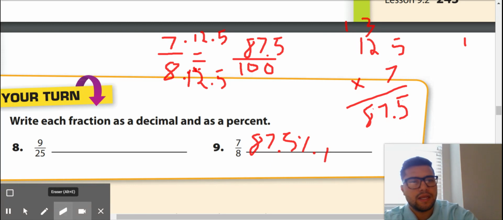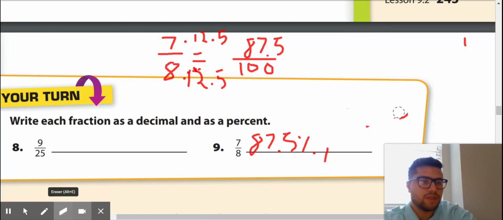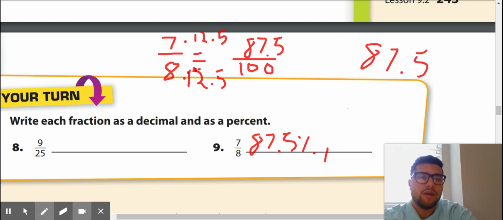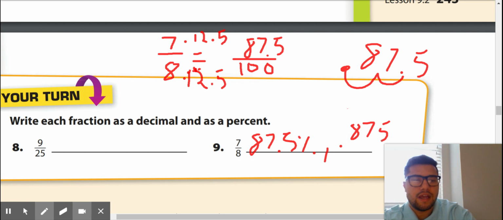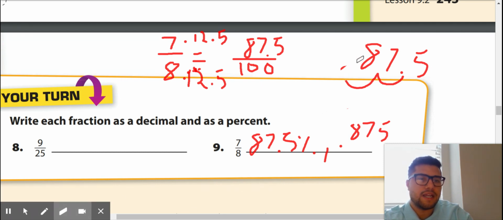Now, remember how in the last video that you just watched, we talked about the importance of knowing place value. In this case, we have 87.5, and we want to move to the hundredths place, which means you're going to move it 2 times, and now we have 0.875. And the reason why we need to know our place value is so that way we can know how many times we need to move that decimal out of the way, and we are all done.